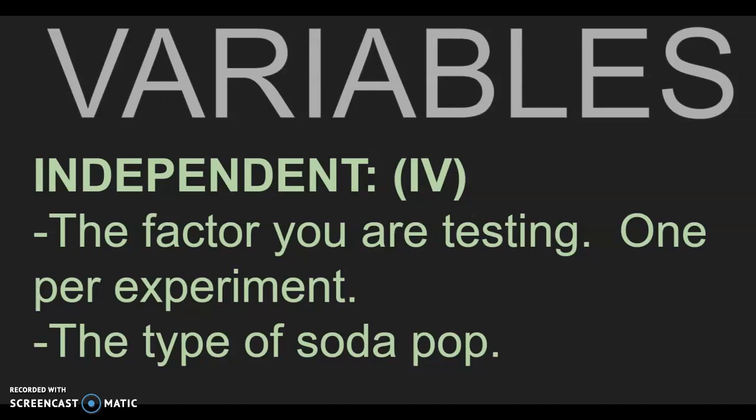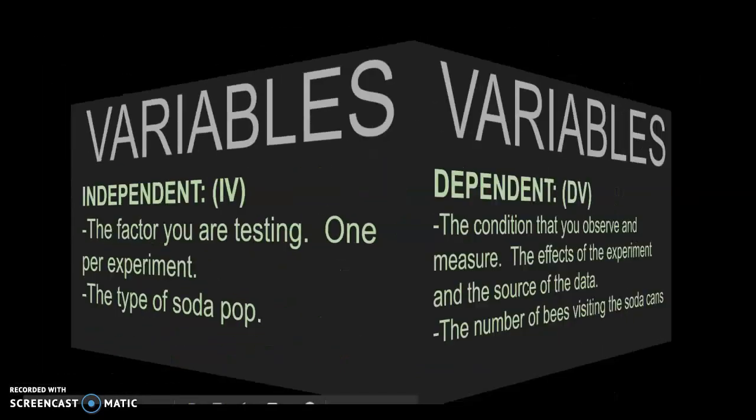So if I'm testing the type of soda pop and then I test some of them in the day and some of them at night, some of them go one day, some of them are 4 days, then I've changed three different things. So my bee count that I get at the end is not going to mean anything. It's going to be invalid. It's meaningless. So it's very important that you only have one independent variable, one factor that you've decided to test. In this case, I'm testing Diet Cola to see if bees might happen to prefer it.